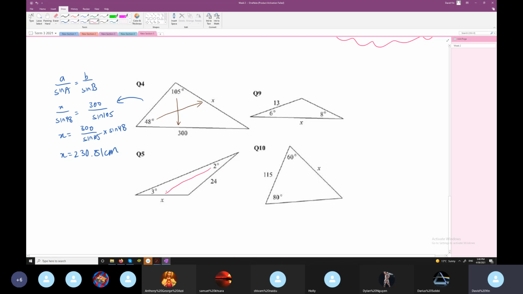Now question 5, just match opposite side and opposite angle first. So you got 2 goes with x. This 3 degrees goes with 24. So then let's go. So we got A over sine A. I'm going to write down the formula. As I said, I always write down the formula before I do any question. It just makes it easier to see.